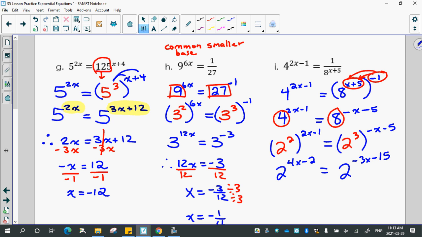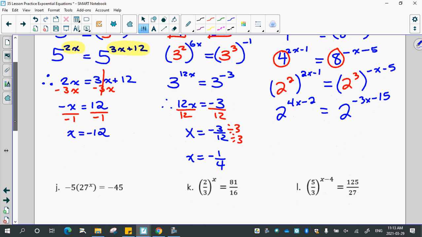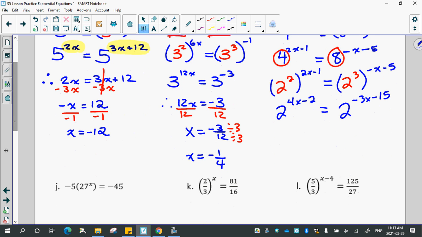Okay. And then now we've got the bases are equal, so the therefore statement would be therefore 4x minus 2 equals negative 3x minus 15. Now what? Yeah, sure. So you have to add 3x on both sides. See, that's what I would do too. 7x minus 2 equals negative 15.